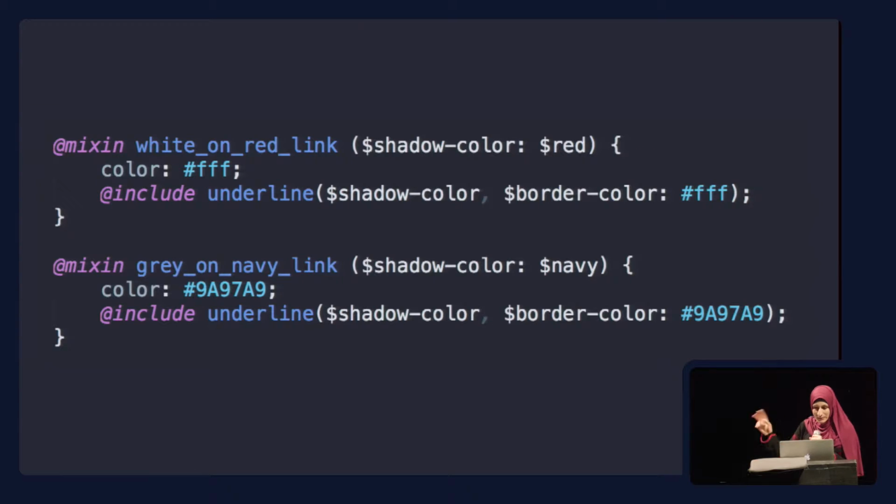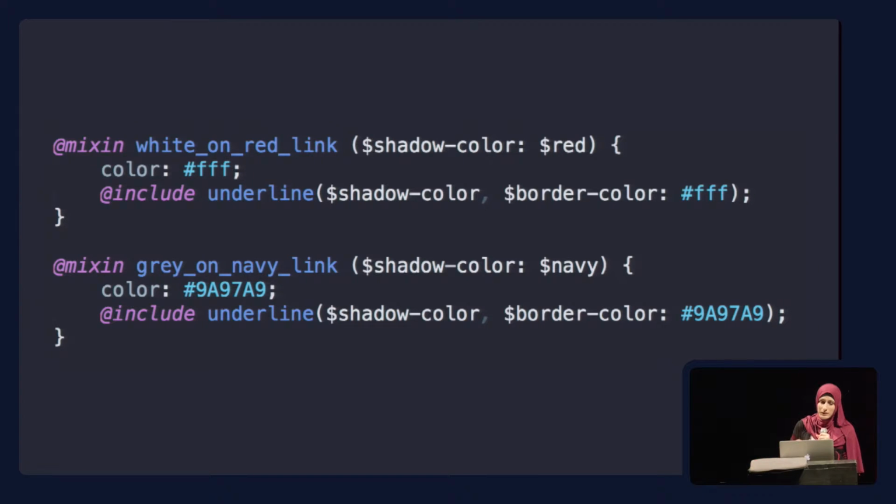And so I'm using this mixin and other mixins. Since I have multiple text colors on different background color variations, I have, for example, white on red link, gray on navy link. Of course, you would use better naming, but naming sucks. And inside of these, you specify the color of the text, and then you create an underline using the previous mixin, and you give that underline whatever color that you want.